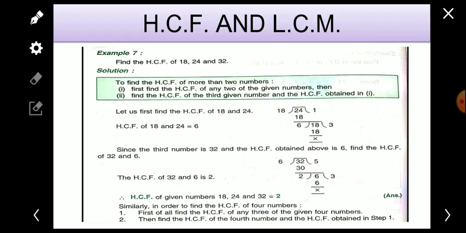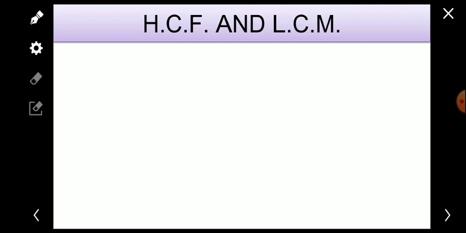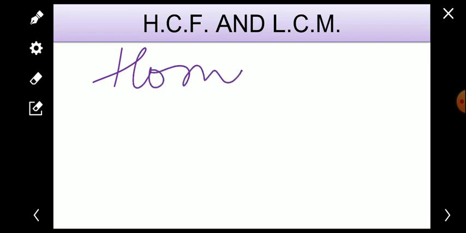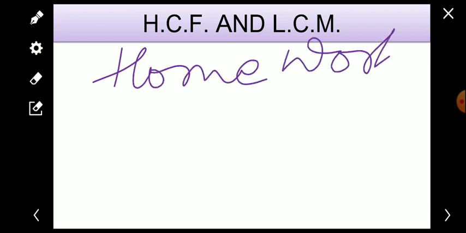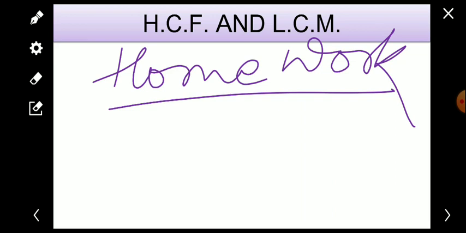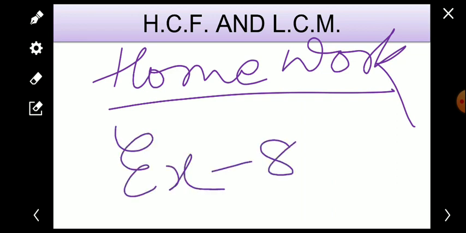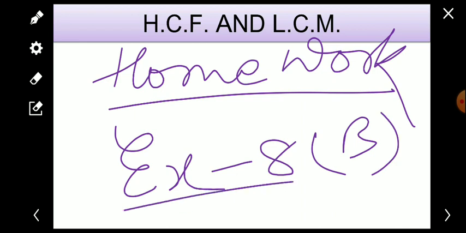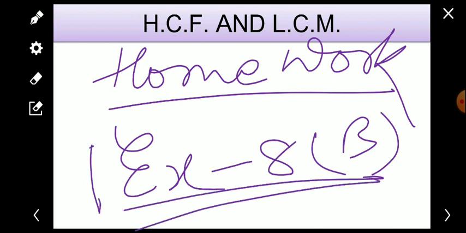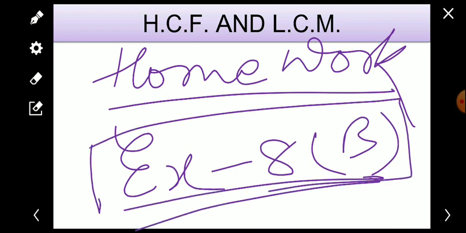So now, your homework time is there. What homework? You will solve the questions of exercise 8b. All the questions you can do very easily because everything has been explained. So you will do all the questions of exercise 8b.